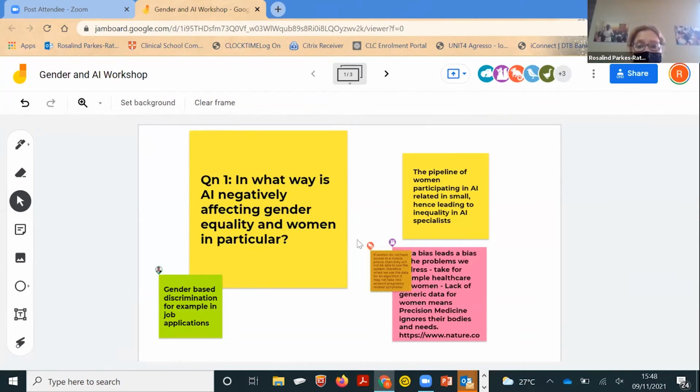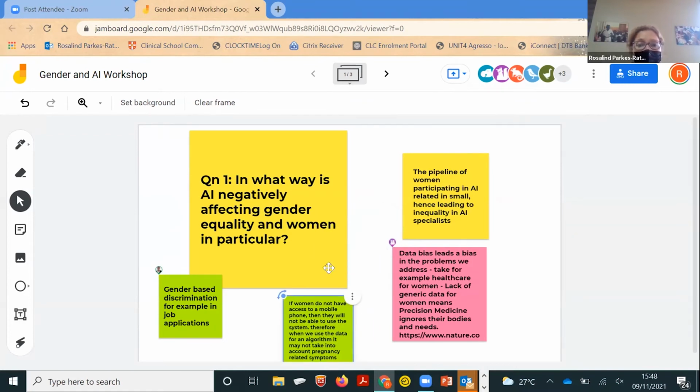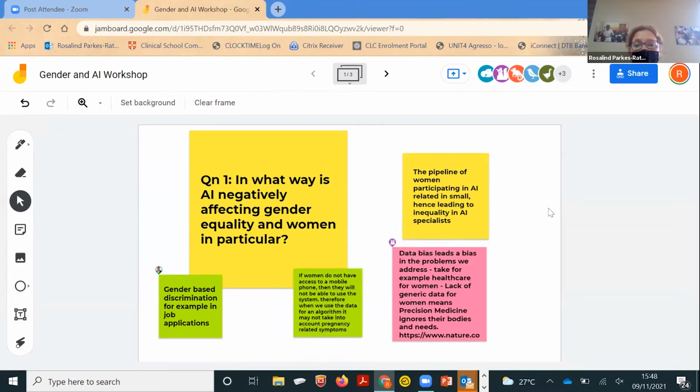Okay, so you can make your sticky notes different sizes. So we've got the pipeline of women participating in AI is small, leading to inequality in AI specialists. So I hope we're redressing that balance. I'm just looking around the room. We're 4 ladies, and Dr. Dowdy Jingo is our one lone male in the room. So hopefully we're doing our little bit in here. We need another man to come in and make our gender balance a bit more stable.